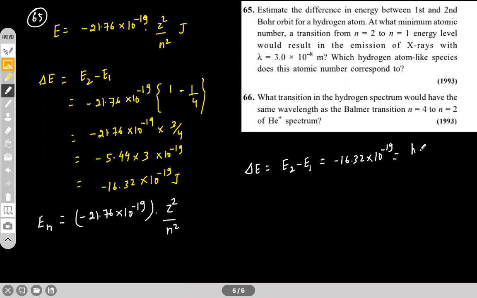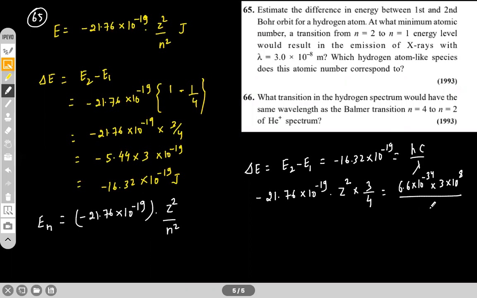This is equal to hc by lambda. But we won't use this expression here; we use 21.76 into 10 to the power minus 19 Z square, because this is what we need to find out. And 1 by n square, when you solve this E2 minus E1, you get 3 by 4. This is equal to hc by lambda: 6.6 into 10 to the power minus 34, 3 into 10 to the power 8, divided by the lambda value, which is 3 into 10 to the power minus 8. So when you solve this expression for Z, you'll get the atomic number.